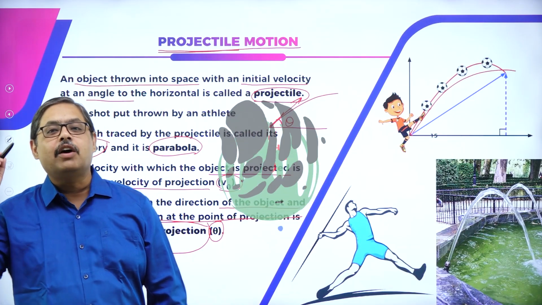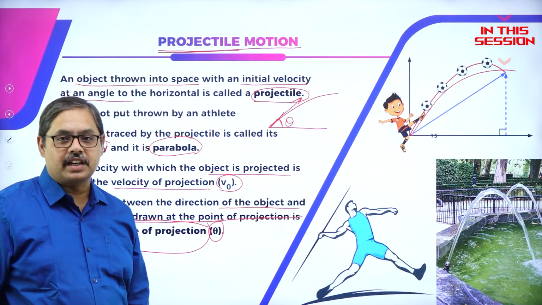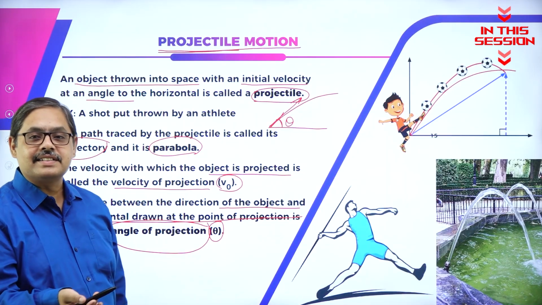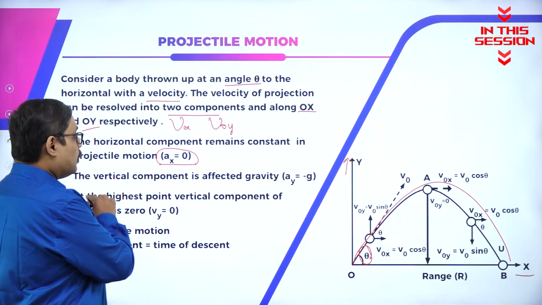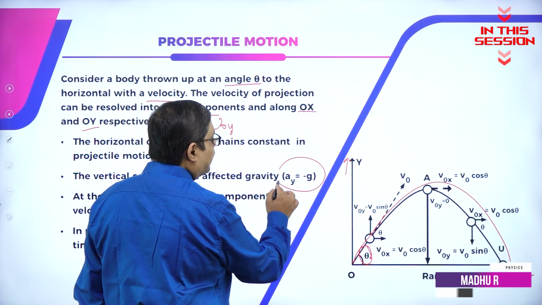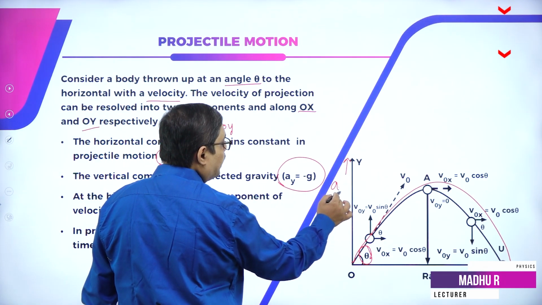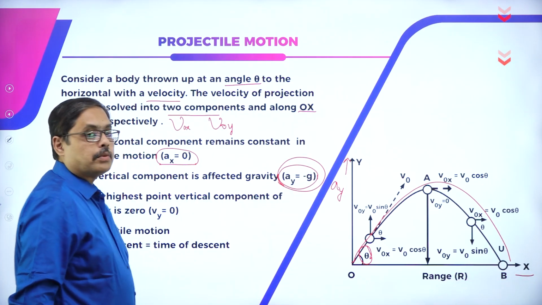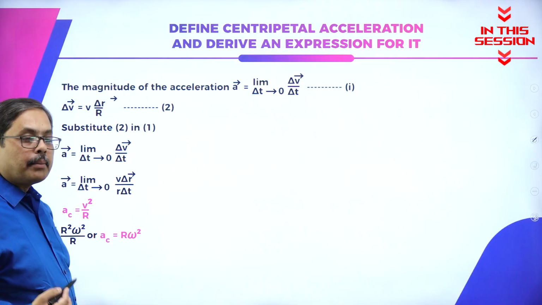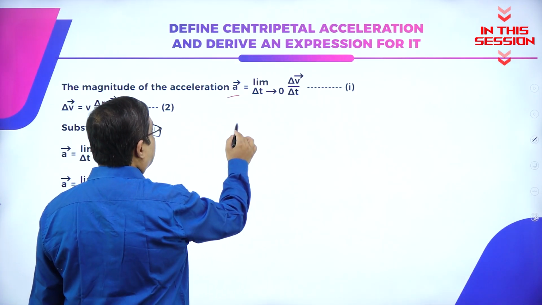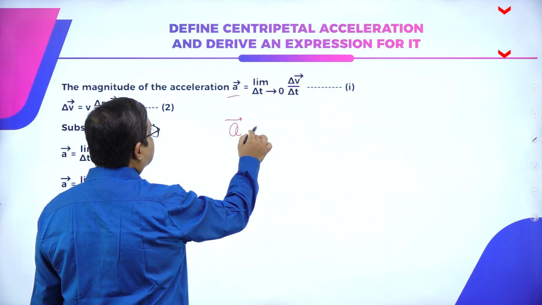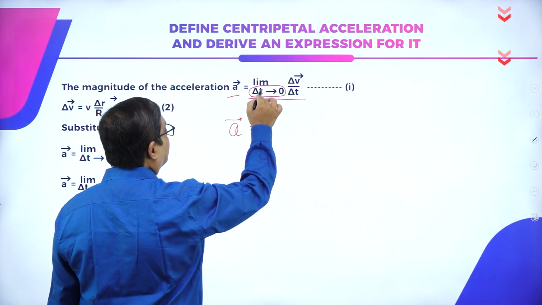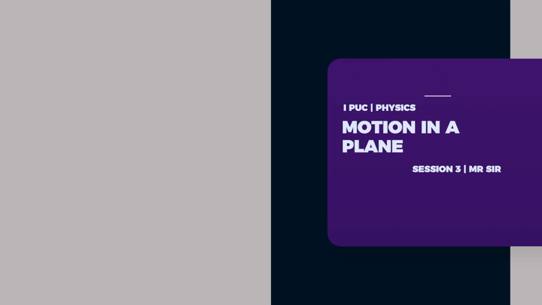So basically any object thrown in space is a projectile. It follows the path of a parabola. The path that it traces is called the trajectory. The vertical component, however, is affected by gravity. So Ay is affected by gravity. Ay is given by minus g because this is moving upwards. The magnitude of acceleration at any point of time shall be given by the limit of delta V by delta T as delta T tends to 0.